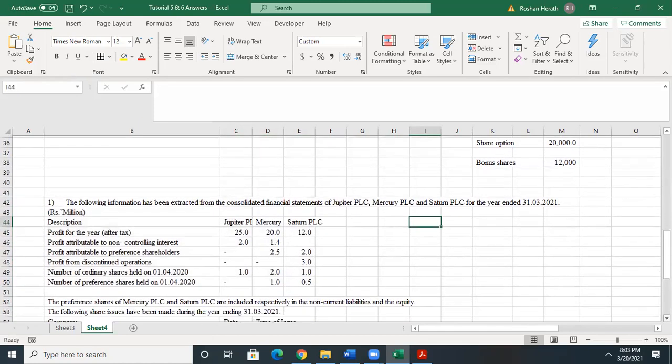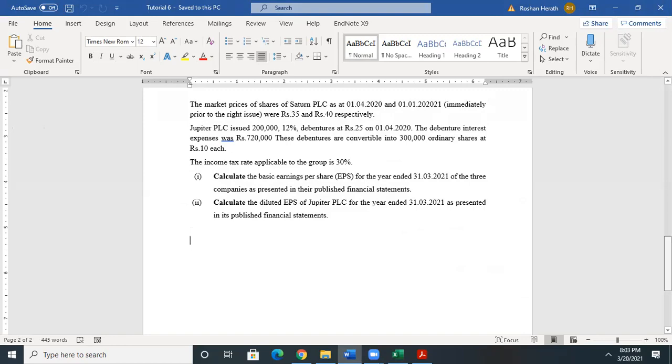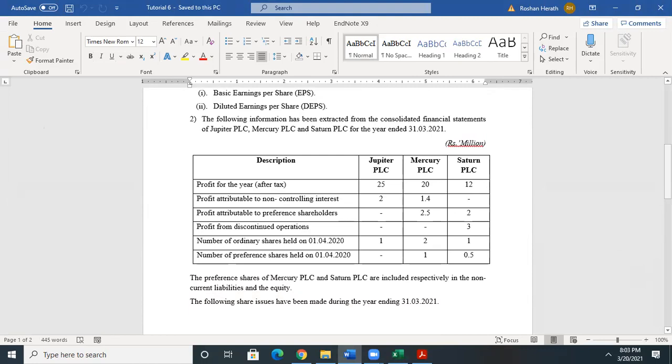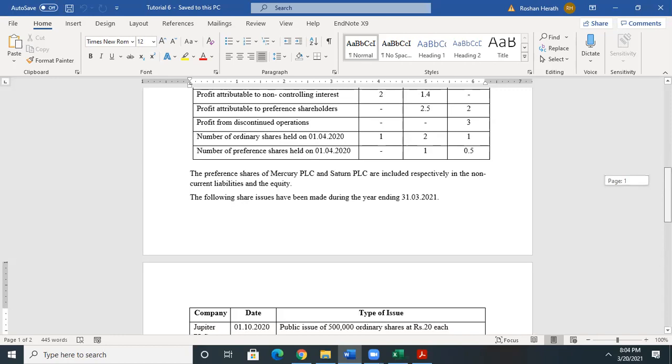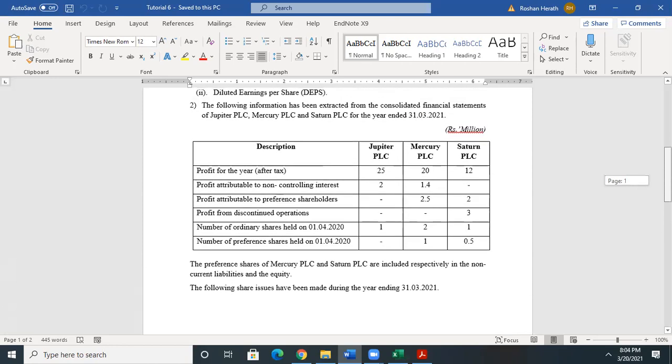Right, okay, I have just taken the question, so let's read it. It says the following information has been extracted from the consolidated financial statements of Jupiter, Mercury and Saturn PLC. You are given the profit for the year after tax. Profit attributable to non-controlling interest is also provided, as is profit attributable to preference shareholders and profit from the discontinued operation. The number of ordinary shares and preference shares at the beginning of the period is provided. The preference shares of Mercury PLC and Saturn PLC are included respectively in the non-current liabilities and equity. All right, it's a good point.